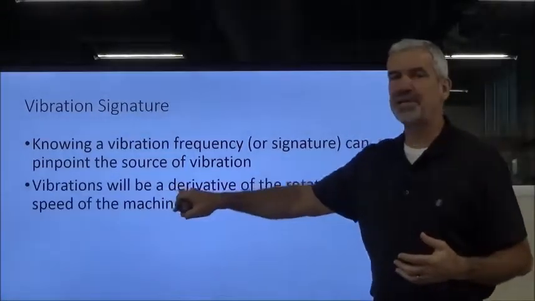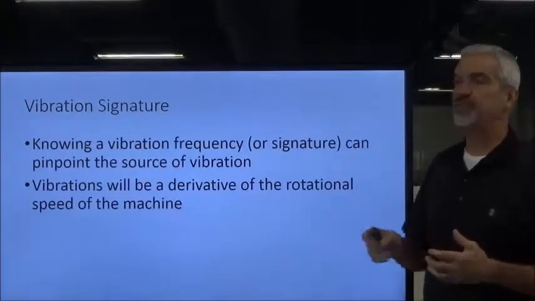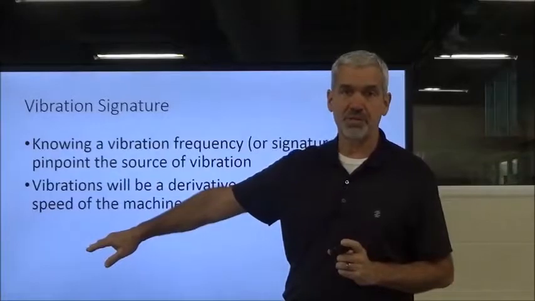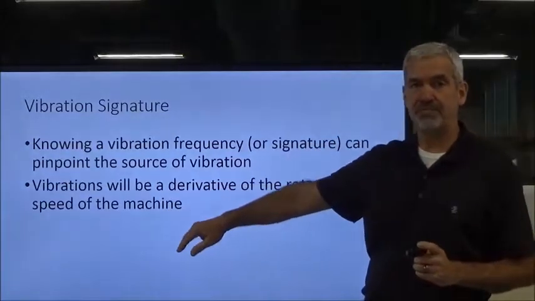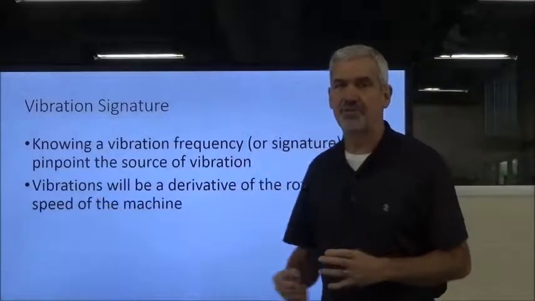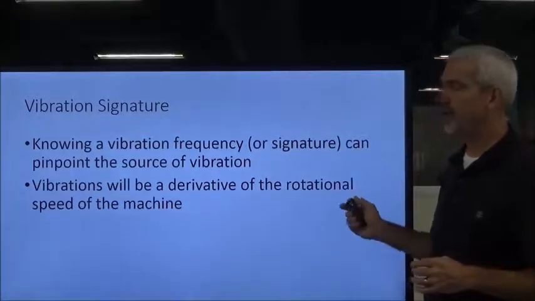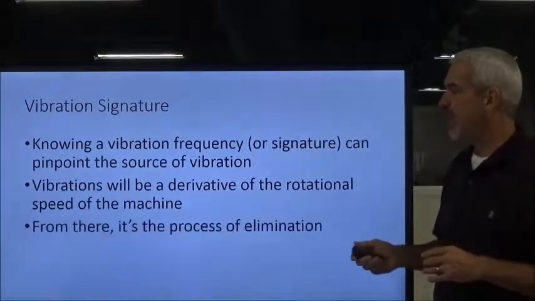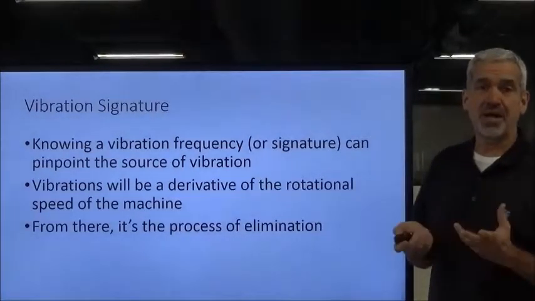So vibrations will always be a derivative of the rotational speed of the machine, whether it's the 1800 RPMs of the motor or the input shaft of a gearbox. All of them are going to be derived from the input speed, the driving speed of that machine, okay? And from there, like I said, it's just kind of the process of elimination.